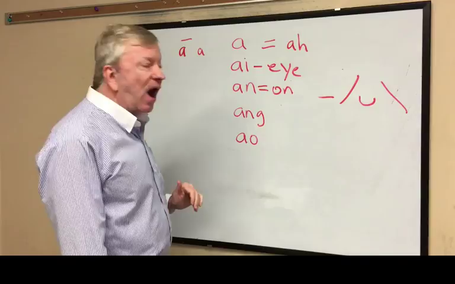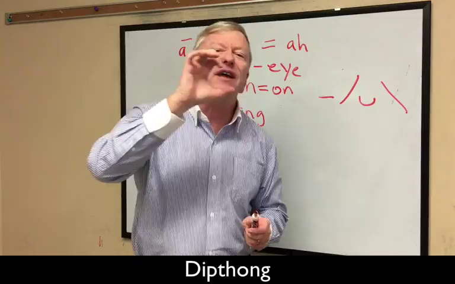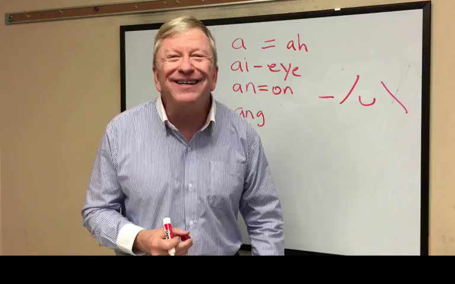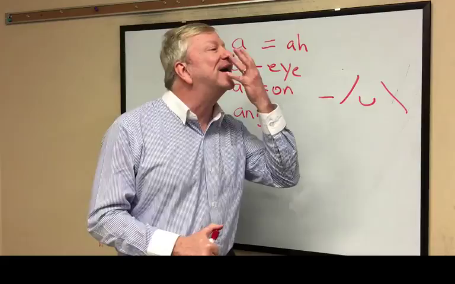But now we're going to do one more, which is ang. Now this ang is what we call a diphthong, and in the back of your throat, your throat is closing on it. Ang. And when that happens, your tongue is going up. The tongue is touching the top of your mouth. If I were to drop my tongue, then the sound would come out.